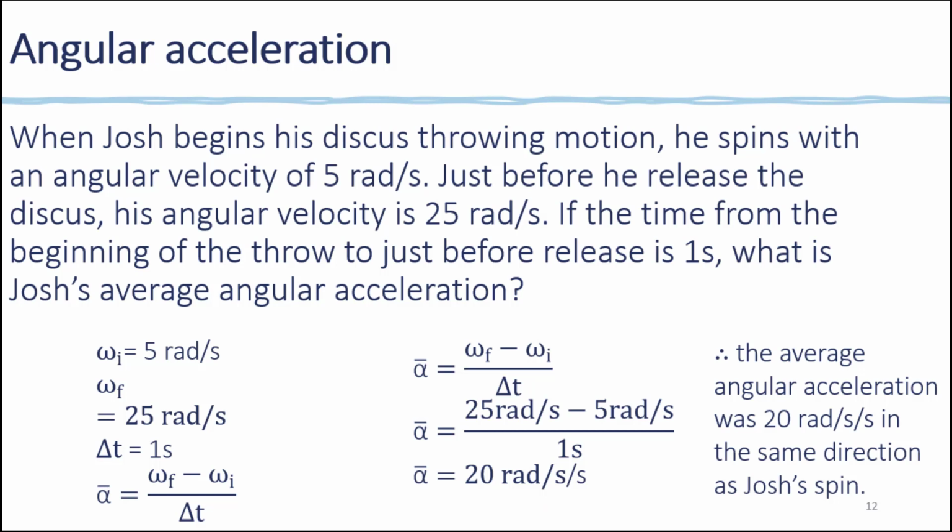Now, if the final velocity had been smaller than the initial velocity, then we would have obtained a negative acceleration, which would mean that the acceleration would have been in the opposite direction of Josh's spin because he was slowing down.